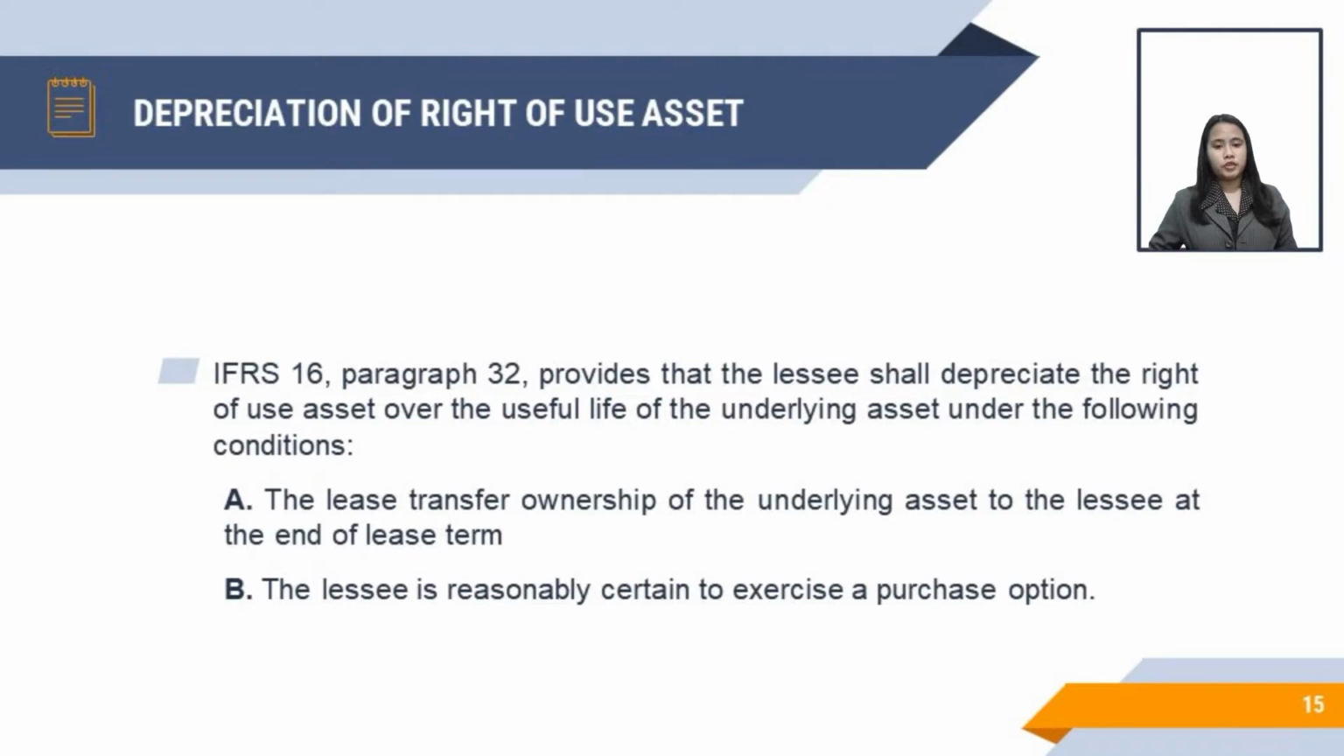For the depreciation of right-of-use asset, there are actually two conditions. The first one is the lease transfers ownership of the underlying asset to the lessee at the end of the lease term, and the lessee is reasonably certain to exercise a purchase option.